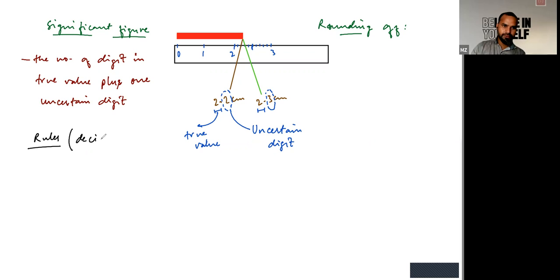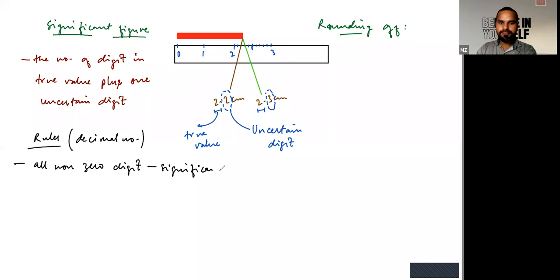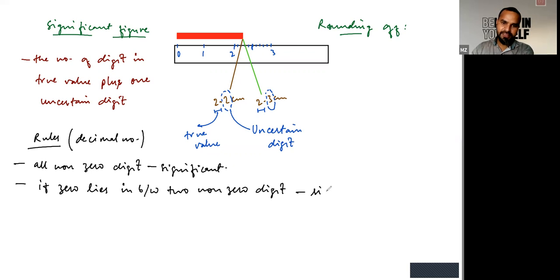I'm defining the rules for decimal numbers only. First, all non-zero digits for any observation are significant. Next, if 0 lies in between two non-zero digits, then it will be significant. Suppose 0.502. Here 0 is lying in between two non-zero digits, so it will be significant.